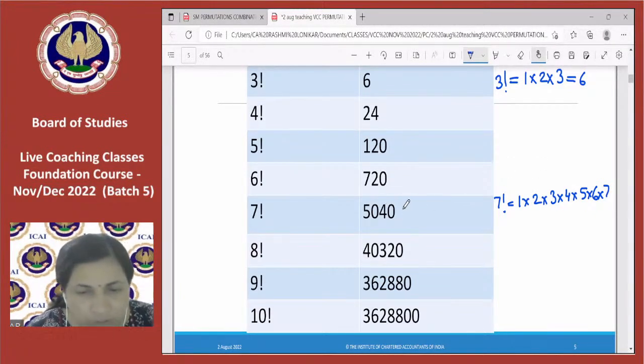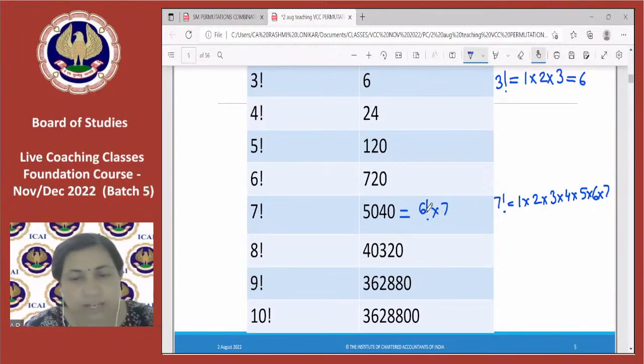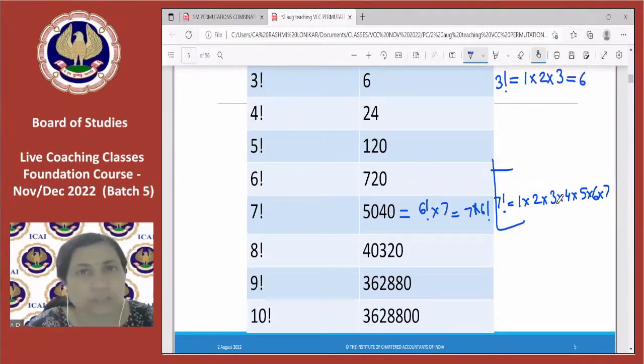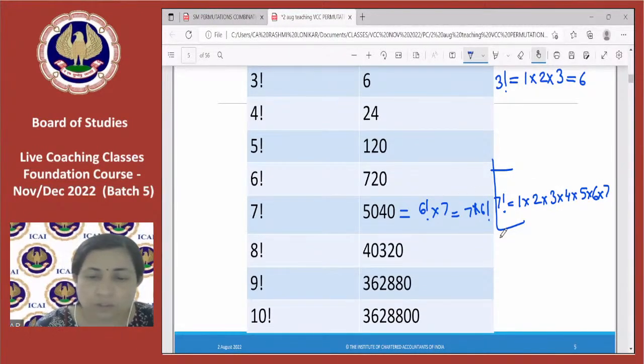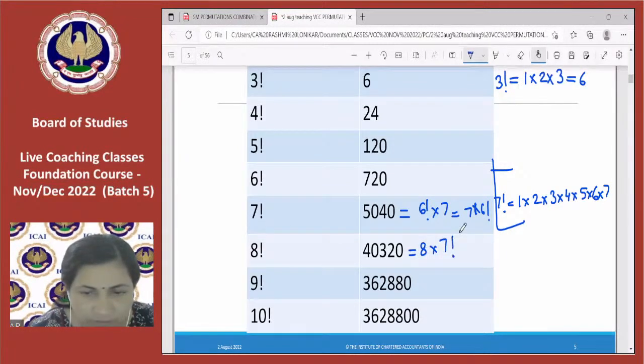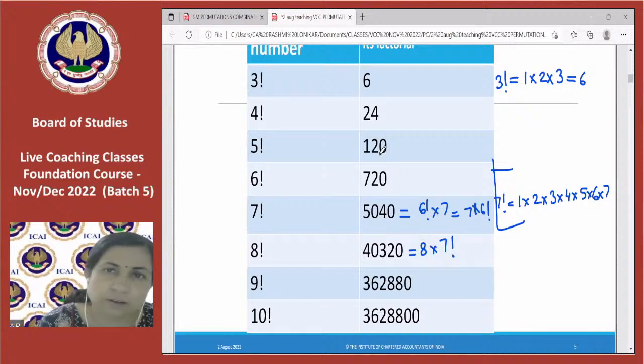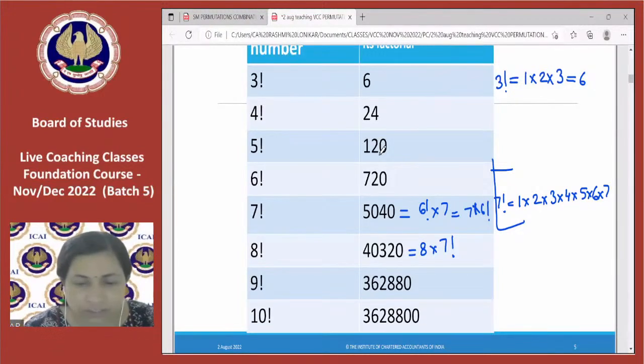Okay. You can also write this as 6 factorial multiplied by 7. 7 factorial, I can also write it as 6 factorial into 7, or you can also write this as 7 into 6 factorial. So I can do that also, right? So similarly, 8 factorial can be written as 8 into 7 factorial. So if you remember 5 factorial is 120, then bigger numbers also you can easily find the factorial.